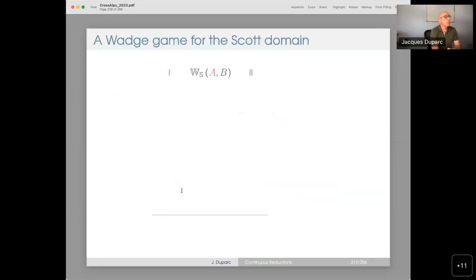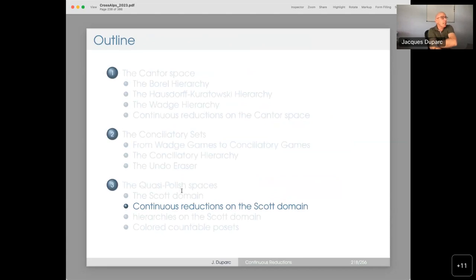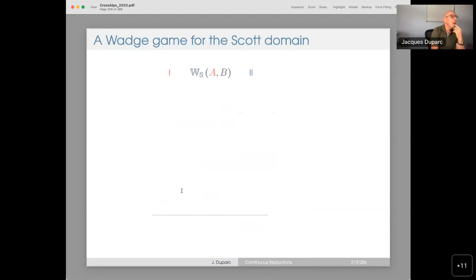That's what we were interested in. There was this paper by Veronica Becher and Serge Grigorieff where it was written that it's well known that one cannot come up with a game for the Wadge reductions. So I decided, let's try to put a game. Of course, they had good reason why there was no game, because you couldn't get a game with the notion of a strategy that would make a Wadge lemma work.